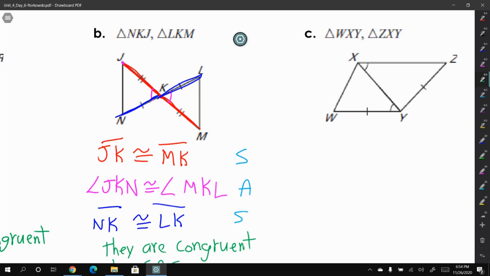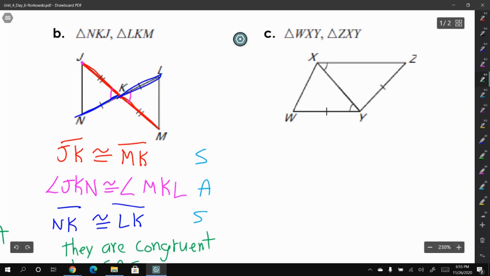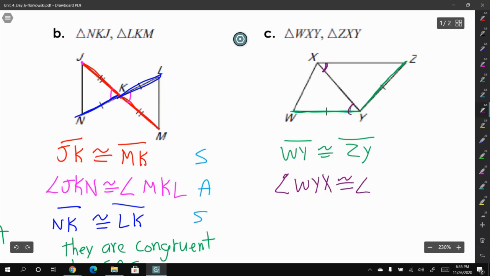All right, if we look at letter C, let's denote WY and ZY as congruent because they both have 1 tick mark. So WY is congruent to ZY. And we have 2 congruent angles. So we have angle WYX is congruent to angle ZXY.